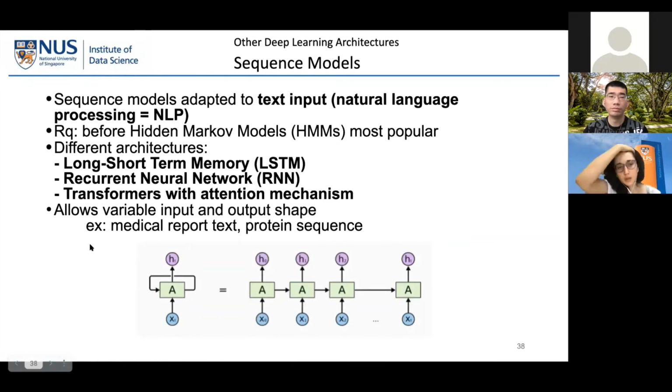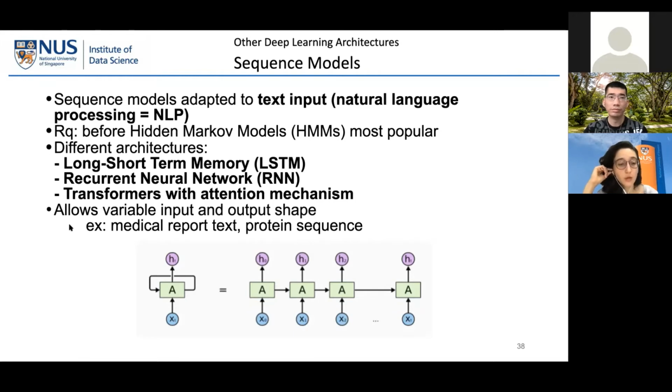Then sequence models. Sequence models are adapted to text input, so they're very popular in natural language processing, NLP. Let's note that a couple of years ago, the gold standard for NLP were hidden Markov models, HMMs. It was the most popular. However, now different types of architectures outperform those Markov models, such as long short-term memory networks, recurrent neural networks, or transformers that use attention mechanisms.